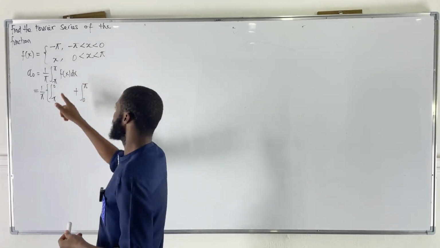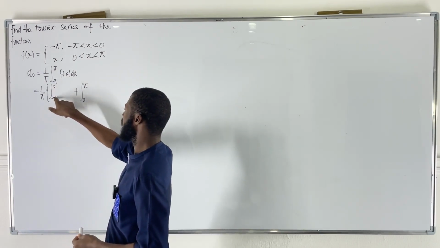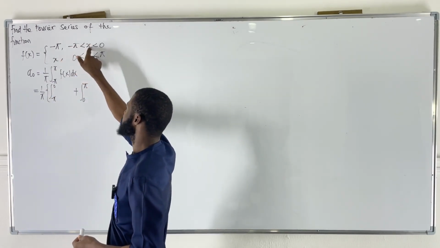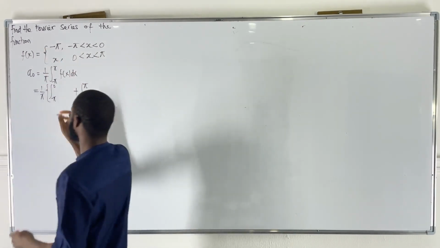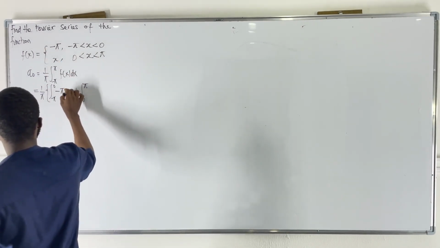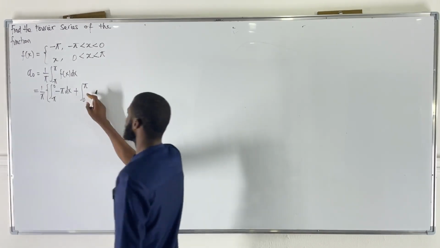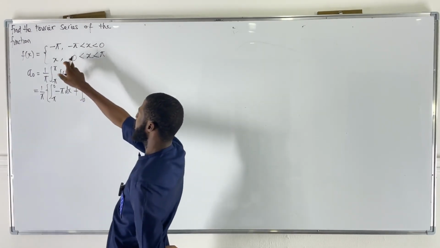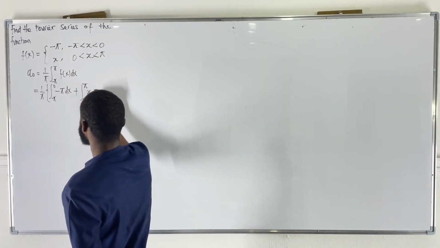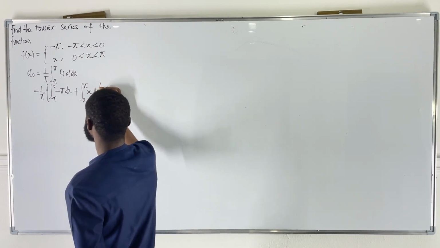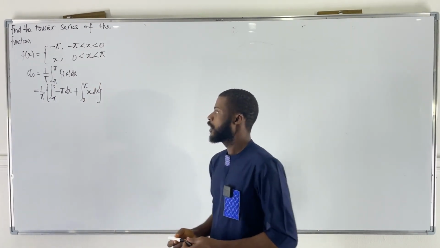Then this f of x, from minus pi to 0, we had it as minus pi. So this is minus pi, then you put your dx. Then from 0 to pi, f of x was x. So this will be x dx. Close that up.